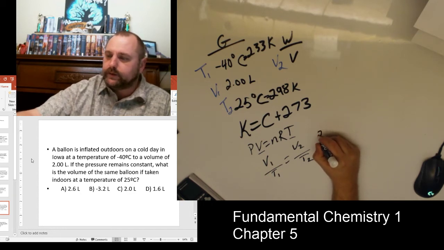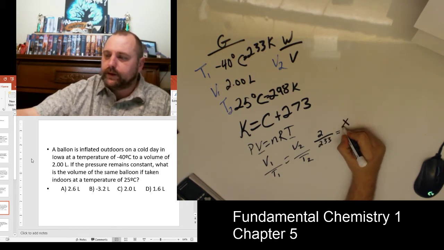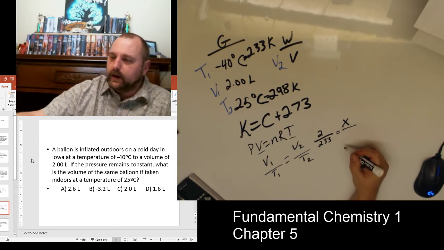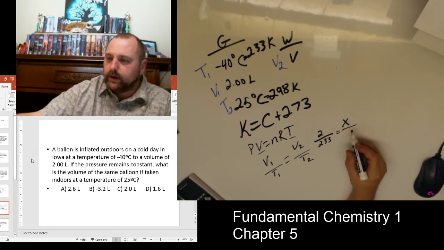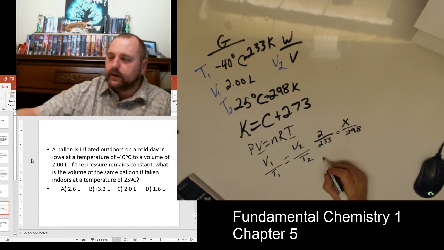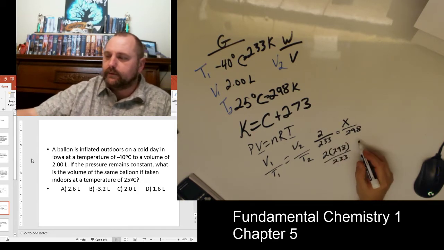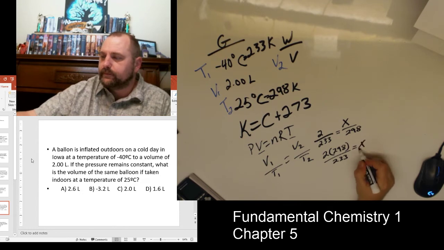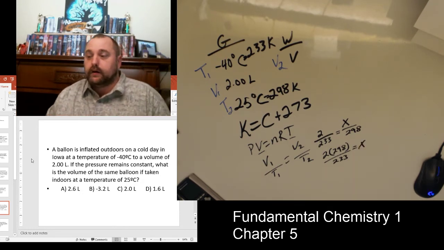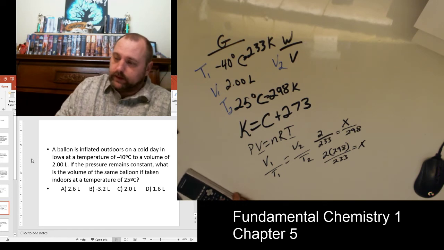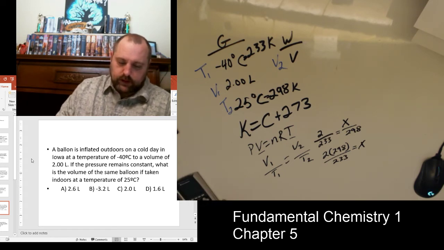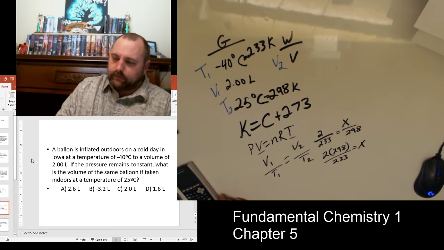We'll do 2 over 233 equals, I'll put in X so we can do our algebra, and then the T2 on the bottom was 298. So 2 times 298 divided by 233. I'm going to cross multiply and then divide. So doing a couple of steps there. So let's do 2 times 298 divided by 233.